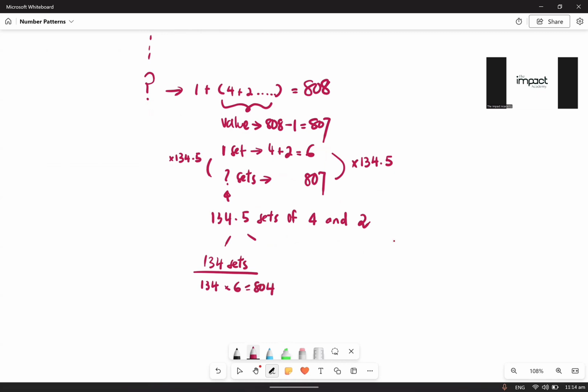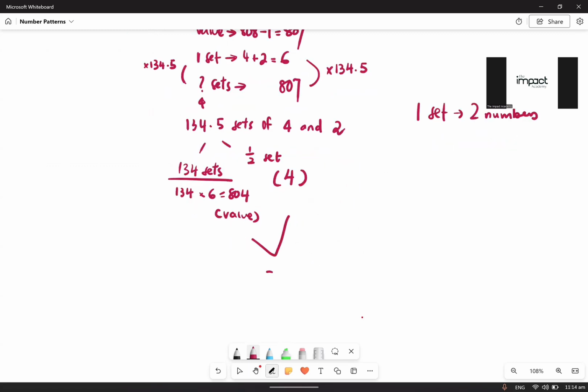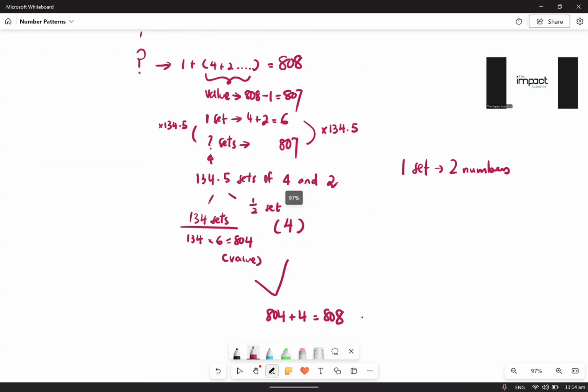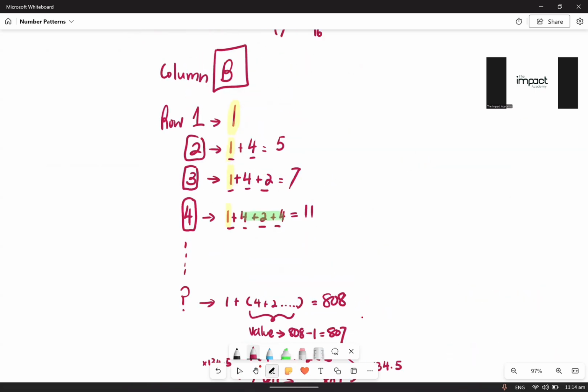And then the 0.5 is only half a set. Agree or disagree? So 804 what? This is the value, okay? So over here, you can see this is the value. Half a set basically means just one number, right? Because if one set, I have two numbers, half a set, I must have one number, and that one number has to be the number 4. So from here itself, you realize that, oh wow, I can actually add it up and get to 808. Wow, that means to say 808 actually exists in column B.